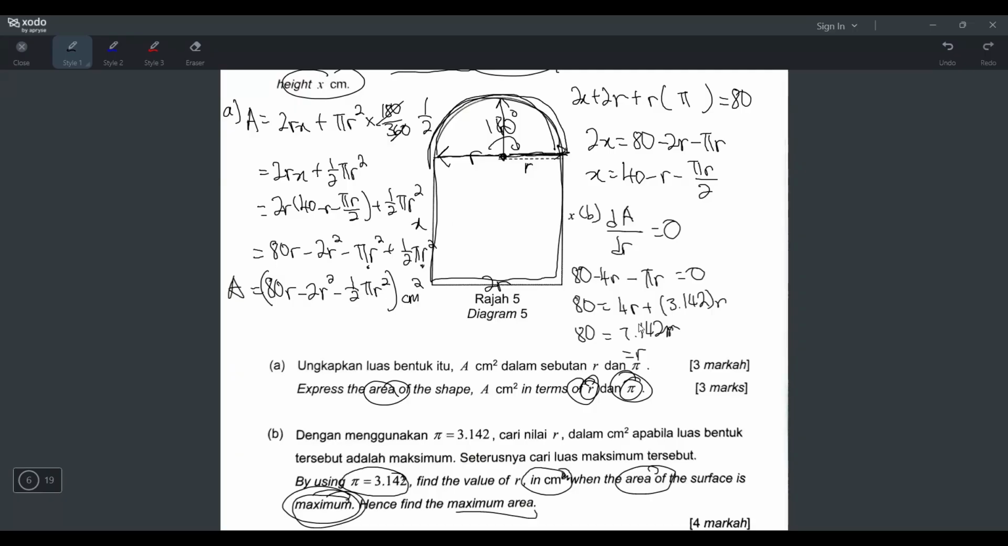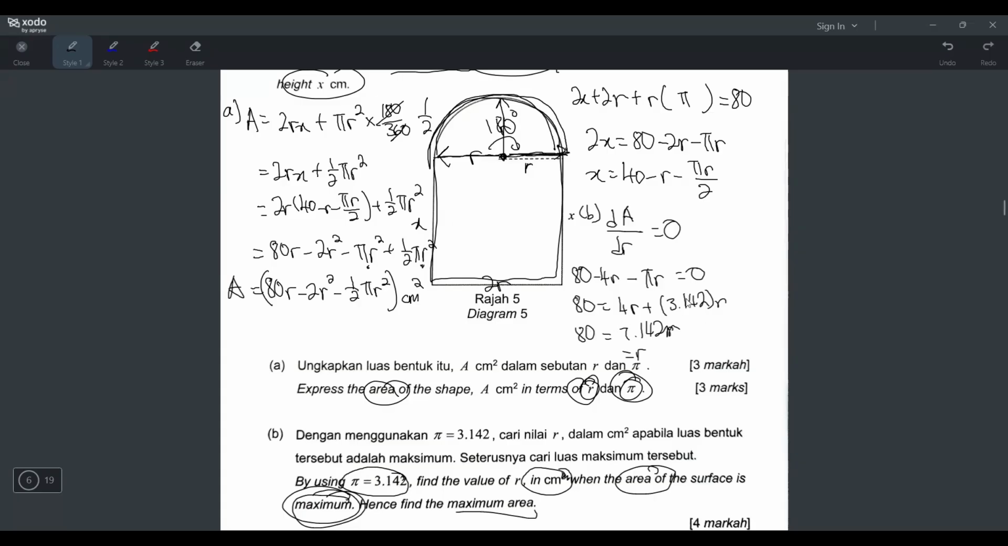Let's press. Okay, my calculator gives me 25.46. 25.46. Okay, wait, let me think.